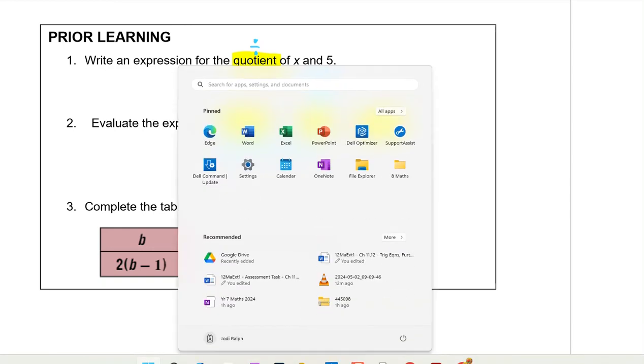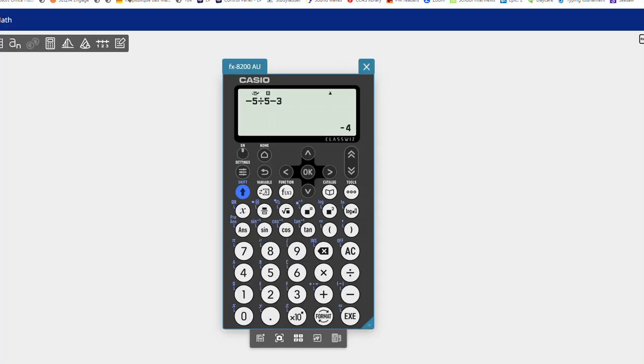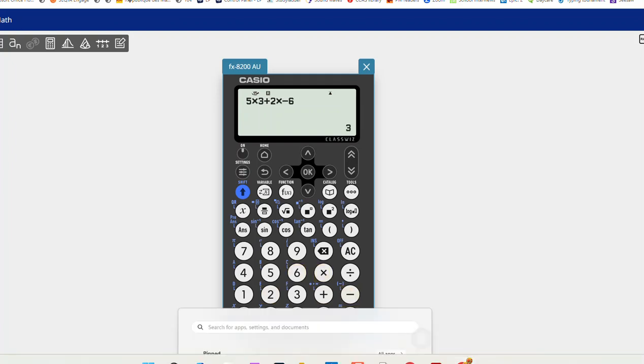Okay, then remember you only need 2 steps for these questions. Then we're going to type them in our calculator. So 5 times 3 plus 2 times negative 6, and we press the execute button to get an answer of 3.